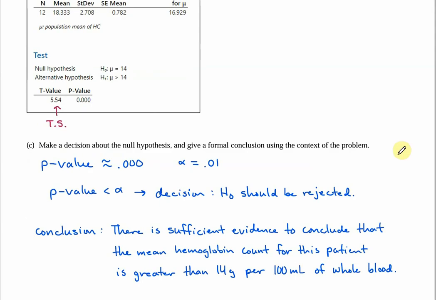If the p-value rounds down to 0, it's going to be less than alpha, no matter what alpha is, really. And so here, even though we have a small alpha, the p-value is still going to be smaller than that. So as usual, the p-value is less than alpha. We're going to reject the null. And that means that for the full conclusion, we have enough evidence, or sufficient evidence, from our sample to conclude that the alternative looks like it's true. So here that's that the mean hemoglobin count for this patient is greater than 14, so greater than 14 grams per 100 milliliters of whole blood.